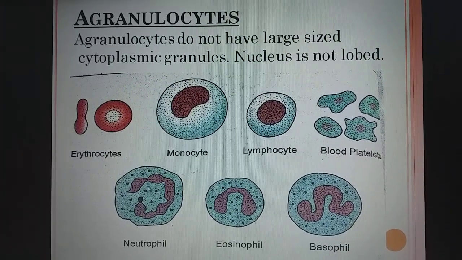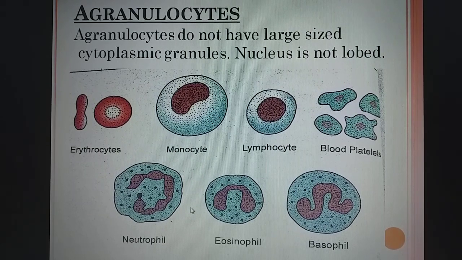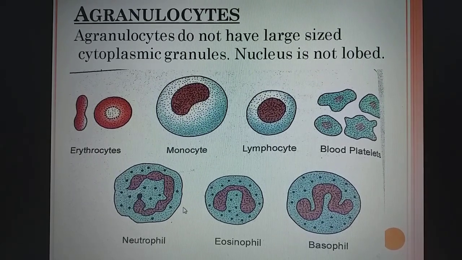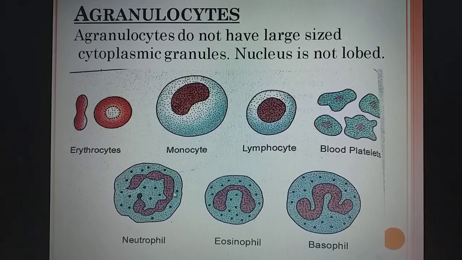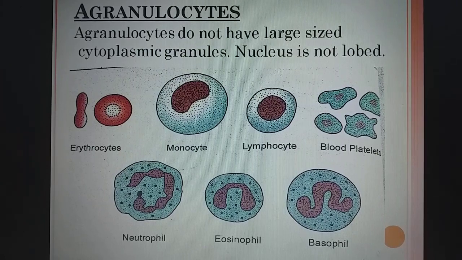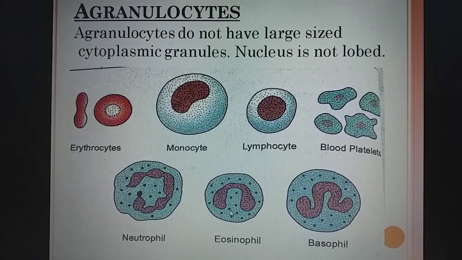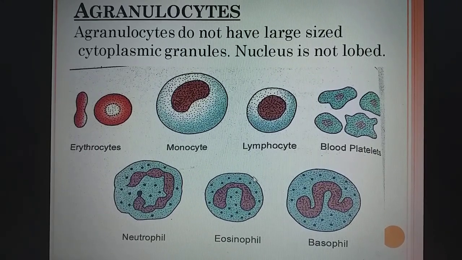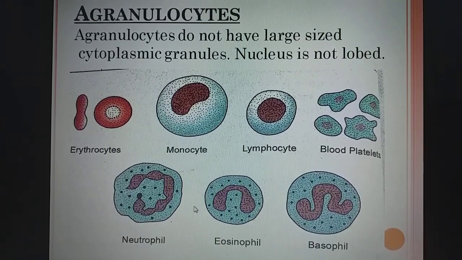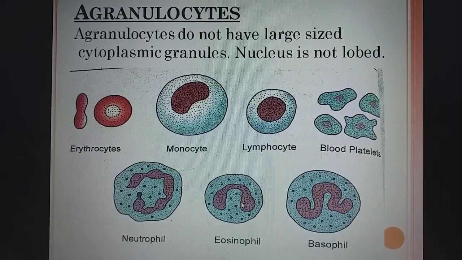Now neutrophil, eosinophil and basophil are examples of granulocytes, a type of WBC. See here the lobed nucleus: 1, 2, 3, 4, 5, 6, 7 lobed nucleus. Here is the S-shaped basophil. The eosinophil has a two lobed nucleus, and the dots that you can see are the granules present over here. So on this basis WBCs can be distinguished.